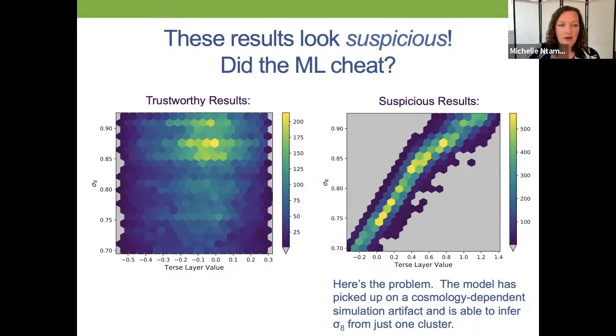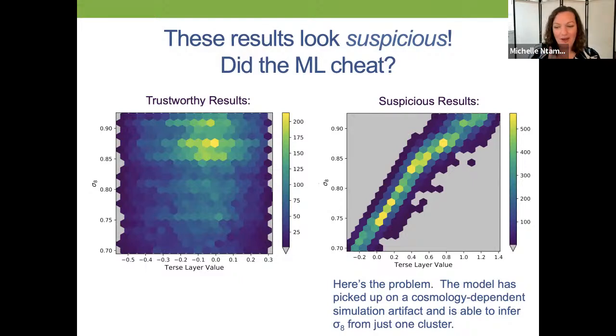Here I'm showing correlation of the terse layer value with the underlying cosmology, the sigma 8 value. Okay, my trustworthy results do exactly what I think they should do. A single cluster, not the way that I have observed them certainly, should not encode the underlying cosmology. You need a sample of them for that. On the left, you see my terse layer value is completely uncorrelated with sigma 8, and that is exactly what I expect. On the right, the suspicious results, the terse layer value is tightly correlated with sigma 8, and now I have found the problem.